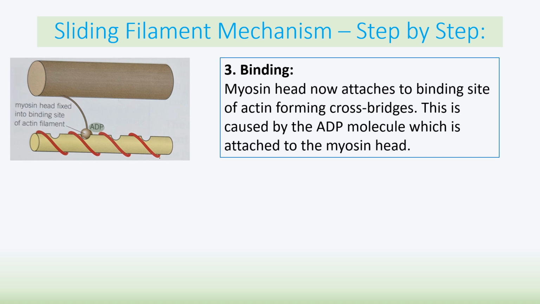And then next, stage number 3, there is binding. So the myosin head now attaches to the binding site of the actin, and we say this forms cross bridges. So make sure you're using that keyword. This is caused by the ADP molecule, which is attached to the myosin head. So the cross bridges are formed due to the ADP molecule on the myosin head.